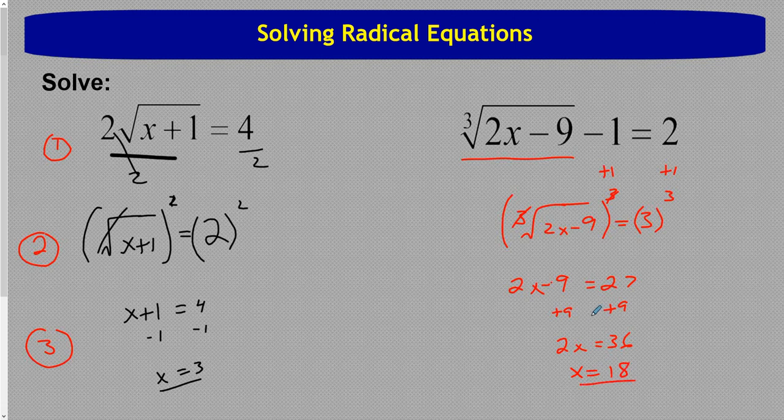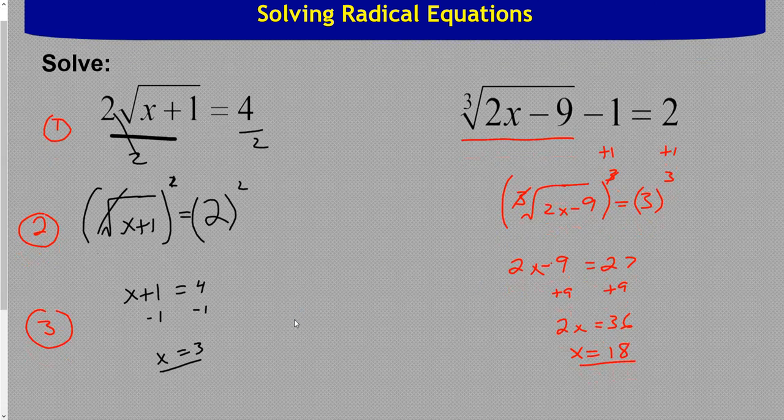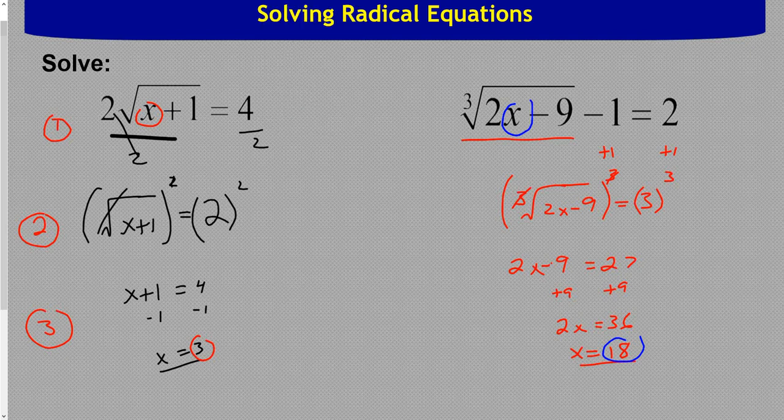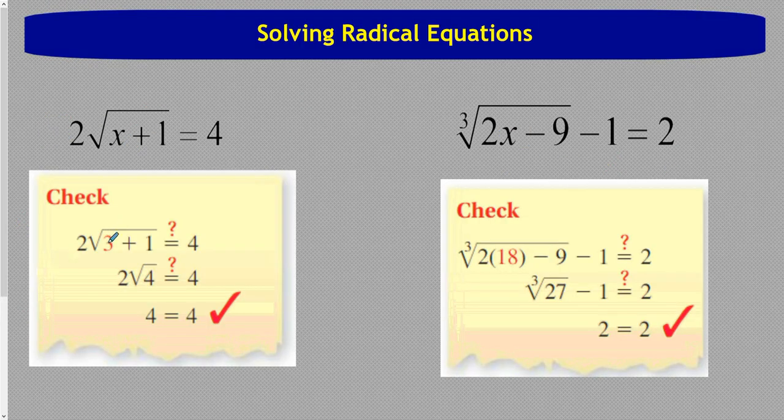Okay. After we solve, we want to go ahead and check both of those. So in the case of the left equation, I need to take this 3 and plug it back in for x. And on the right, I'm going to take the 18 and plug it in for x to make sure that they still work. So that's what we've done here. Plug the 3 in. 3 plus 1 is 4. Square root of 4 is 2. 2 times 2 is 4. It works.